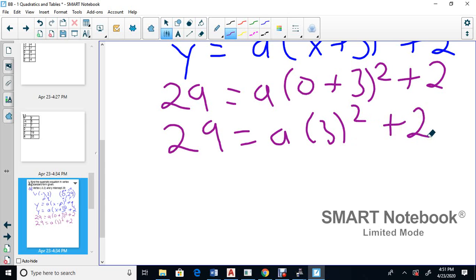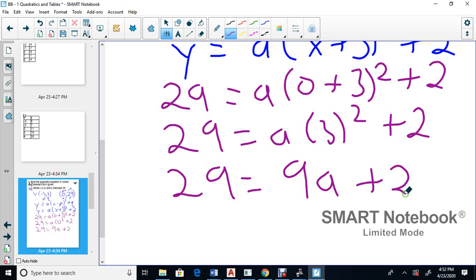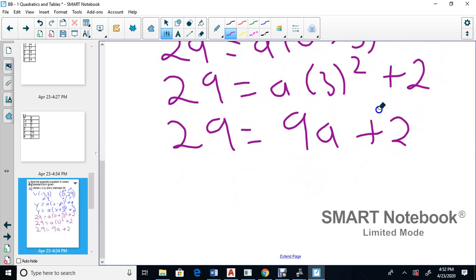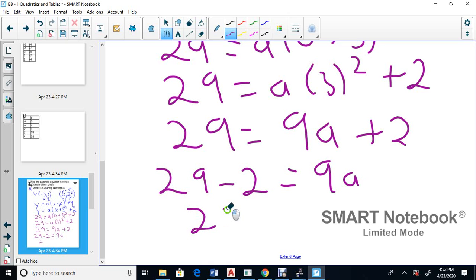Next, 3 times 3 is 9, so I do that next. I get 9A plus 2. I can just put the 9 in the front. So 9A plus 2 is 29. Now, I bring this 2 to the other side. When it crosses the equal sign, it becomes negative. So you get 29 minus 2 equals 9A. So 29 minus 2 is 27 equals 9A.